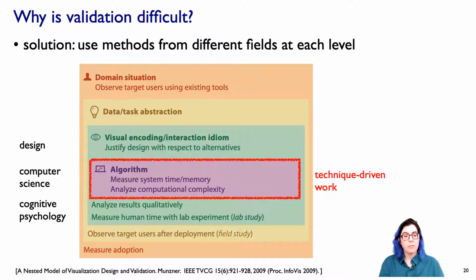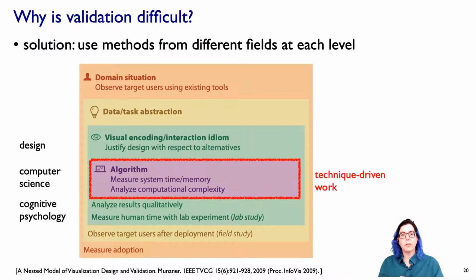We can use methods out of design, for example, explicitly creating alternatives. And for understanding whether or not things are effective for humans, we often use methods out of cognitive psychology of measuring humans using a system in a lab where we're actually measuring with a stopwatch how long it took them to do something and did they make errors. And that kind of analysis, we typically use methods out of cognitive psychology.